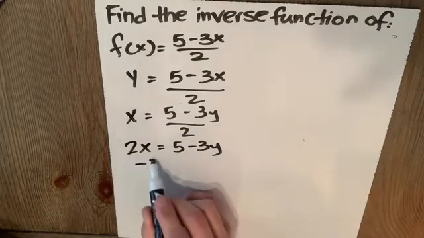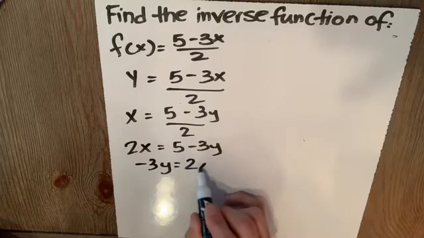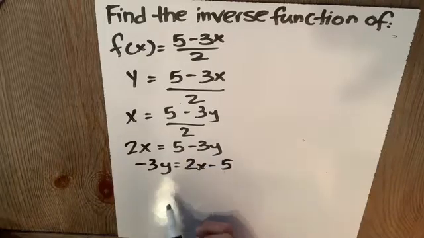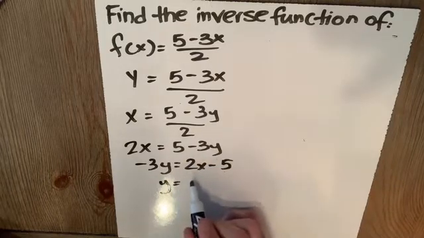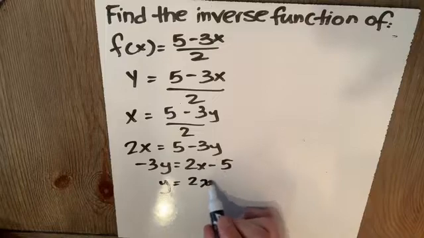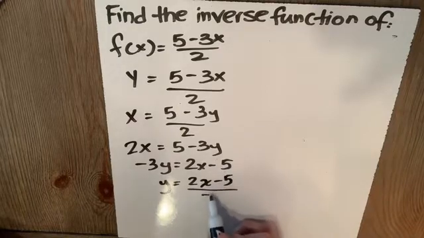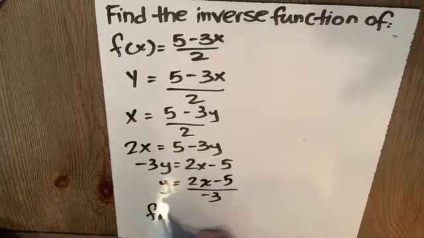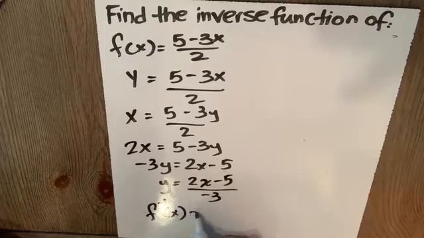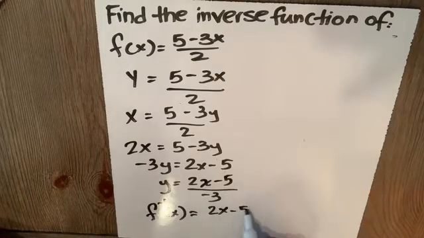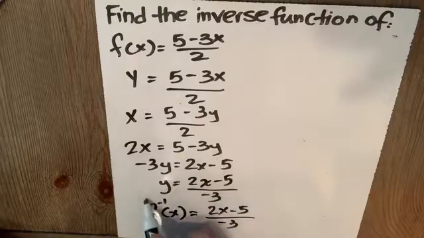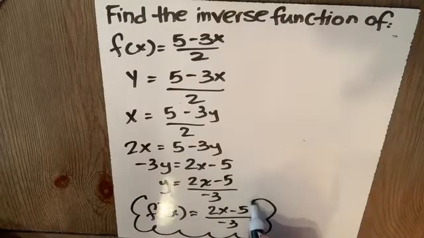Subtract 5 from both sides. Negative 3y equals 2x minus 5. And I'll divide both sides by negative 3. Y is equal to 2x minus 5 over negative 3. So last step, that becomes f inverse of x is 2x minus 5 over negative 3. I think I have found it.